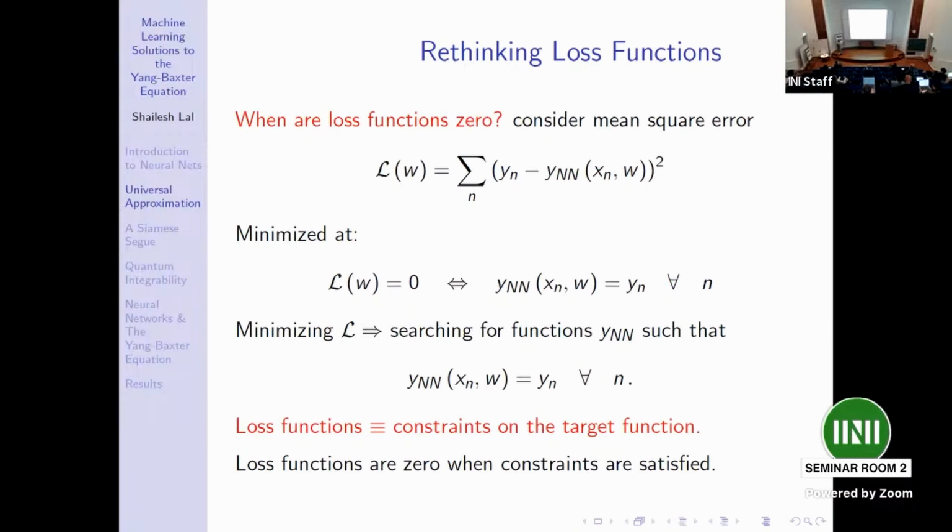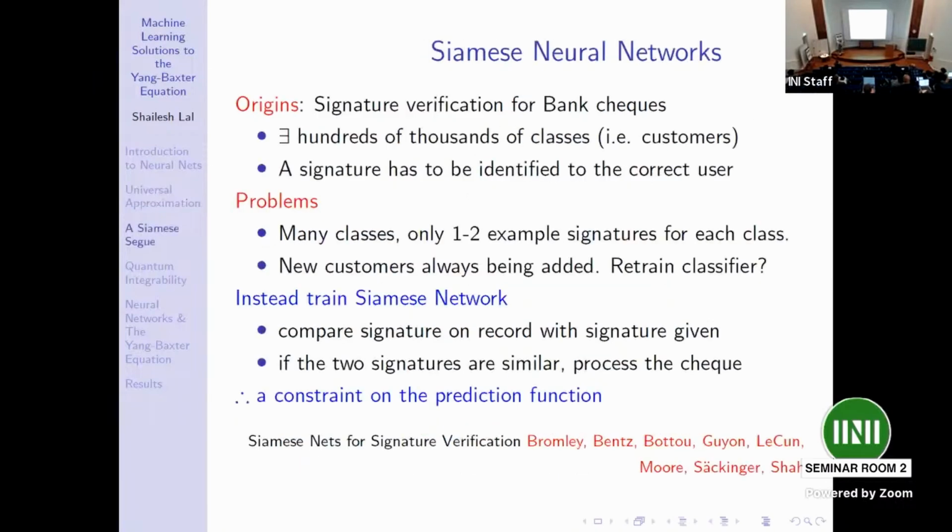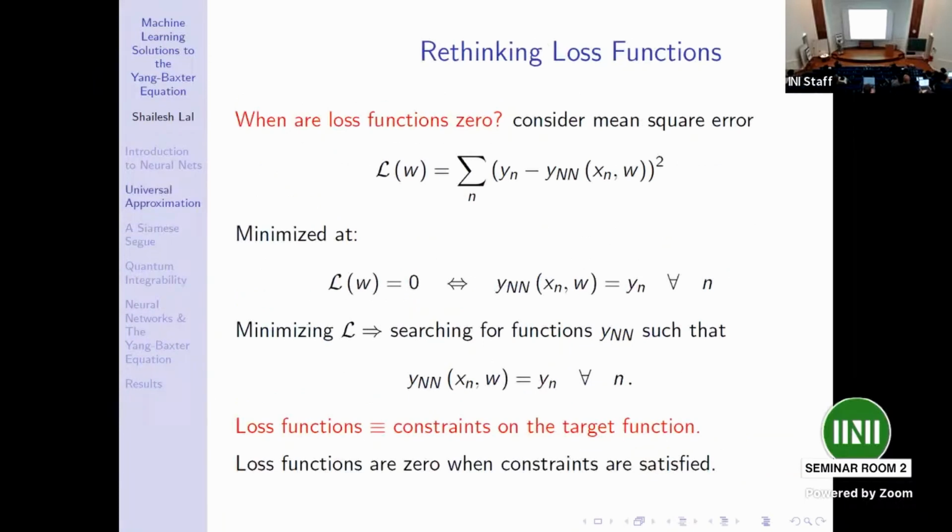So minimizing the loss function is really searching for functions in the set of functions spanned by the neural network, such that these constraints are true. So you could imagine that loss functions are essentially objects that impose constraints on the target function being learned by the neural network. And they are 0 when the constraints are satisfied, by definition. So this is a cute rewriting for the mean square error.